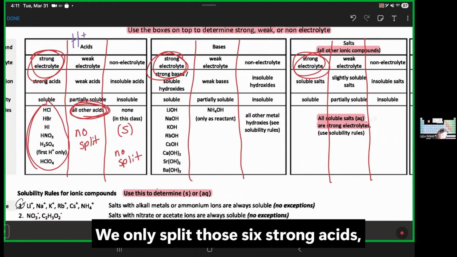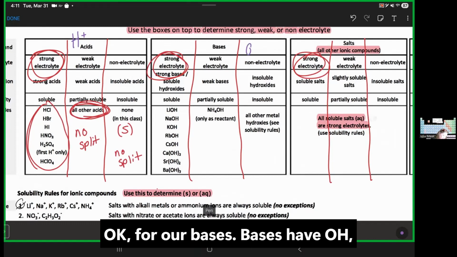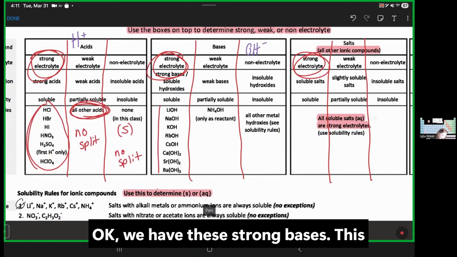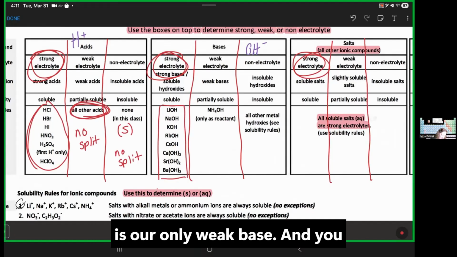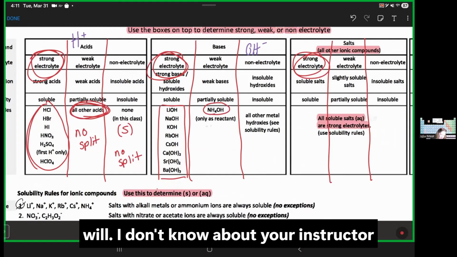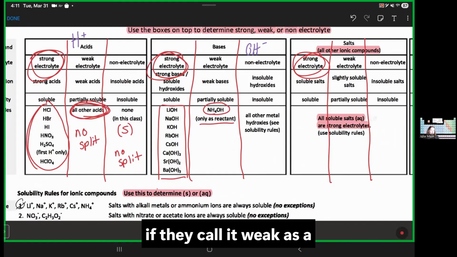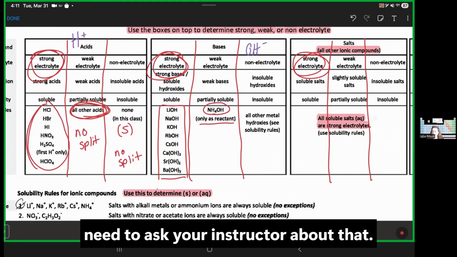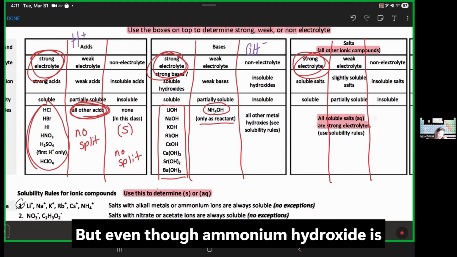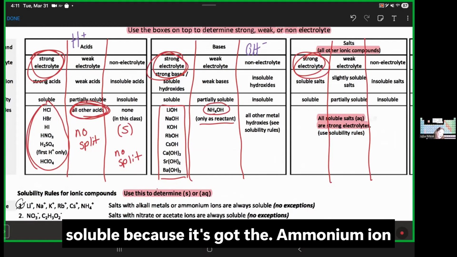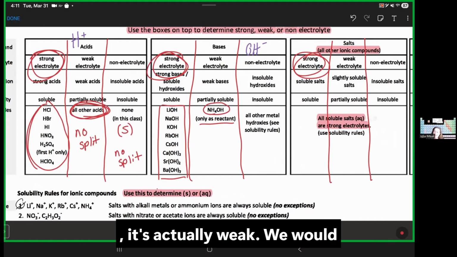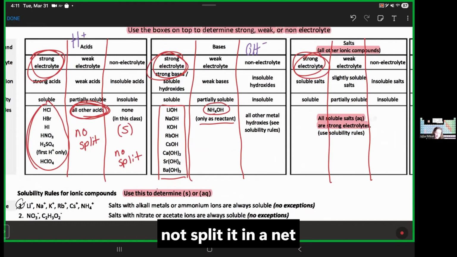Okay, for our bases, bases have OH in the back, the hydroxide. We have these strong bases. This is our only weak base, and I don't know about your instructor, if they call it weak as a reactant only or as a product. You'll need to ask your instructor about that. But even though ammonium hydroxide is soluble because it's got the ammonium ion, it's actually weak. We would not split it in a net ionic equation.